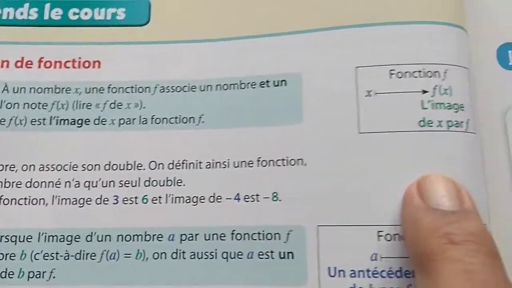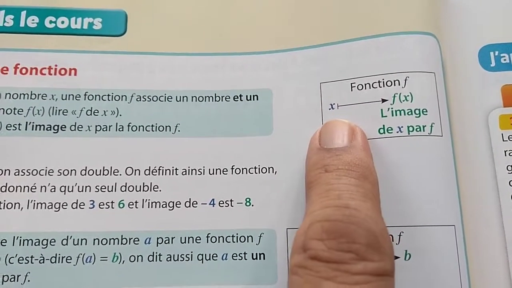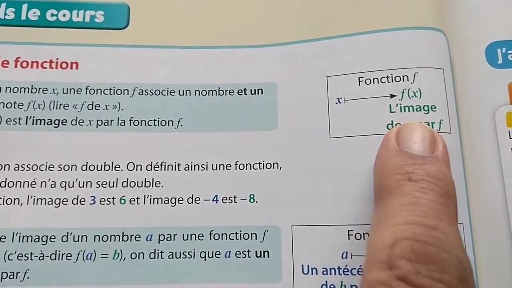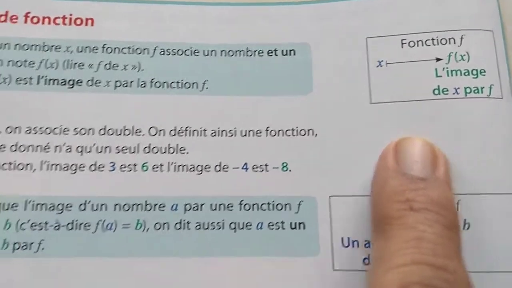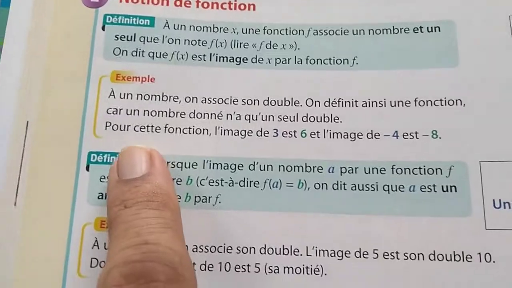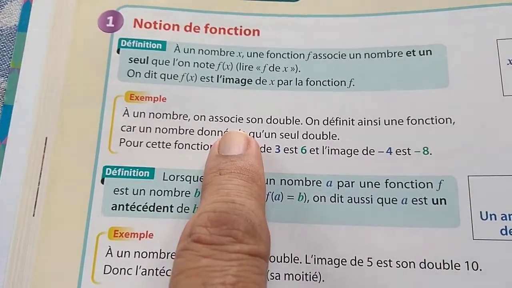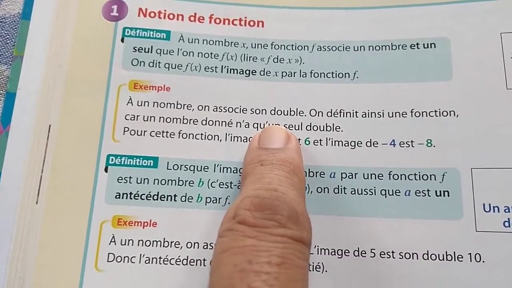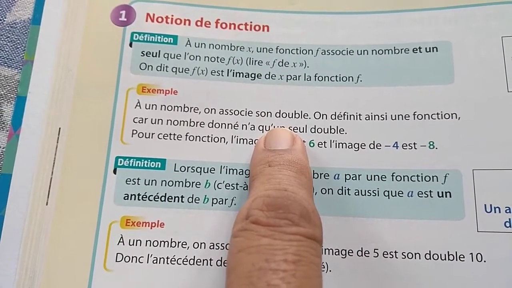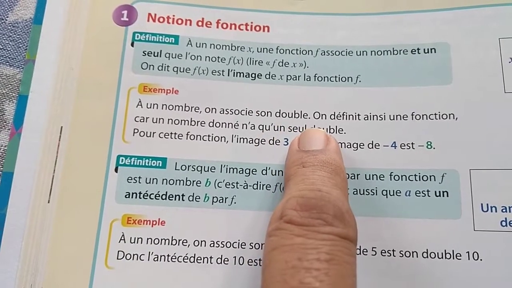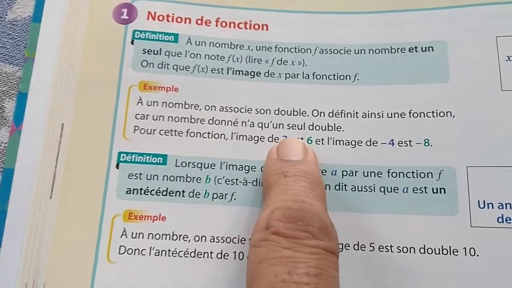This is what we saw here. We saw earlier, just now, fonction f. This is the input x, and f de x est l'image de x par la fonction f. They have an example. Un nombre on associe son double. This is the example we also took of a function that is doubles the input. On définit ainsi une fonction car un nombre donné n'a qu'un seul double.